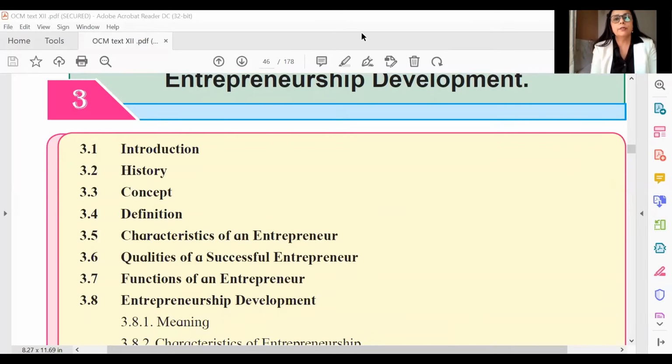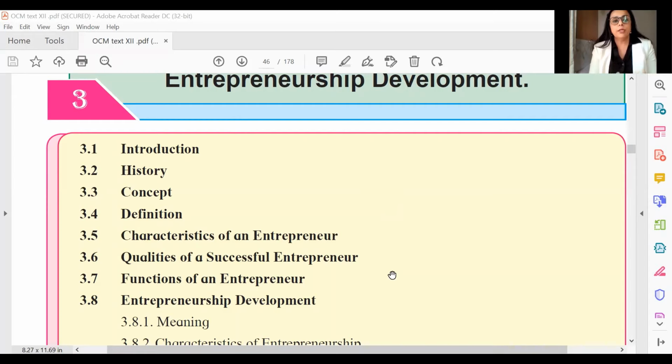Please note that topic number 3.6, that is qualities of successful entrepreneur, has been cancelled from this year's syllabus. So you do not need to study that. You do not need to do even the objectives which come on this topic.